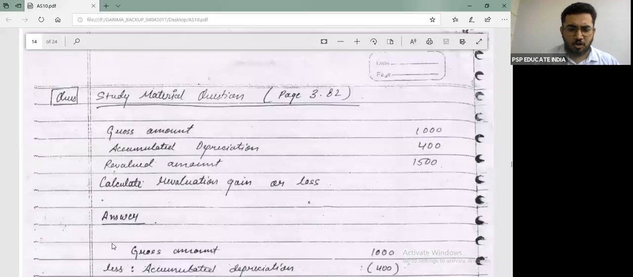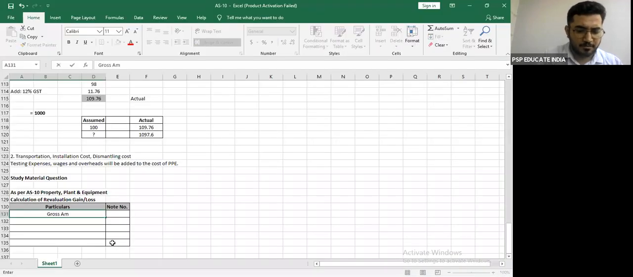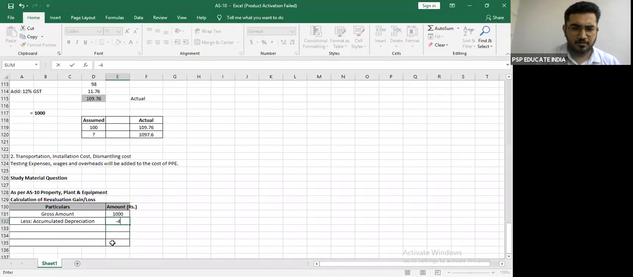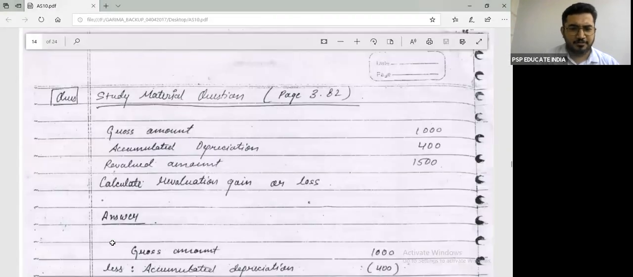Okay, it says gross amount. So let me put over here. Gross amount is 1000. From that gross amount I will deduct accumulated depreciation. We deduct 400. How much do you get? 600.